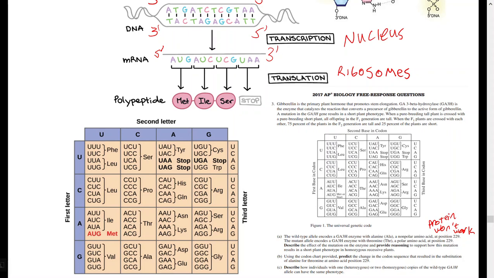Using the codon chart provided, predict the change in the codon sequence. Okay, so let's look at this. We had alanine in the beginning, so let's look at alanine.